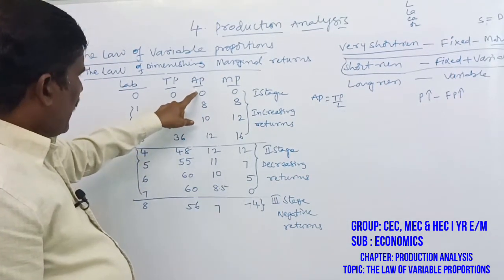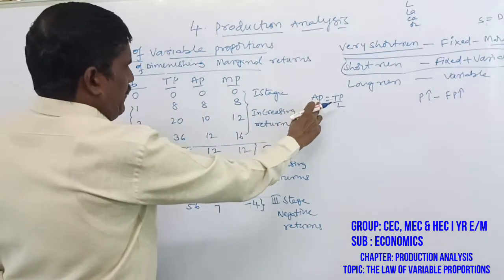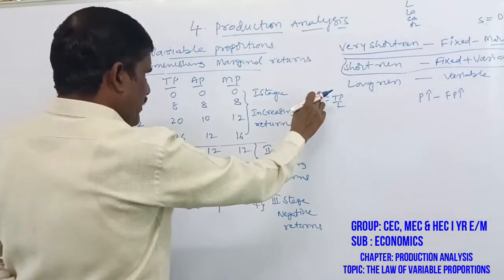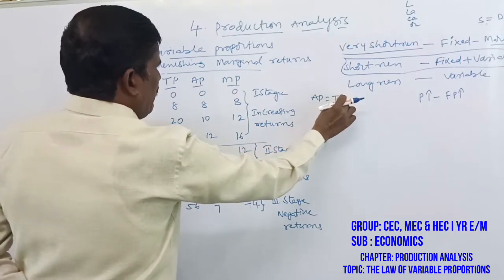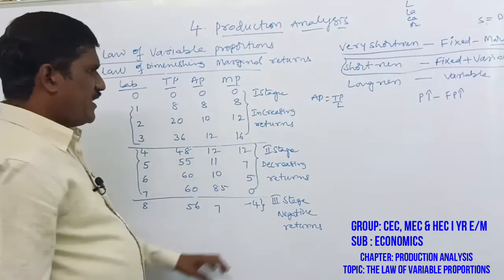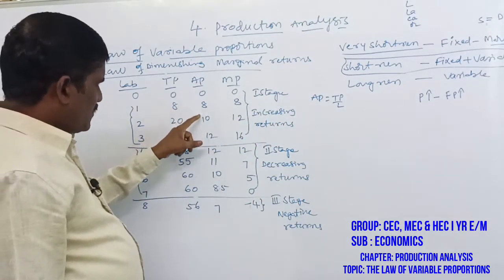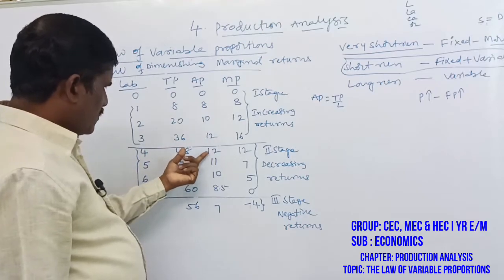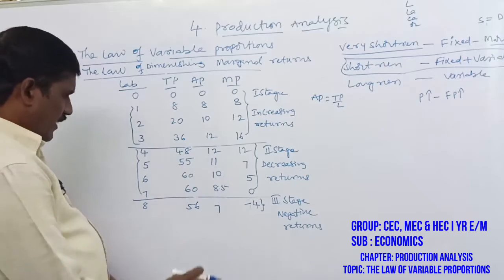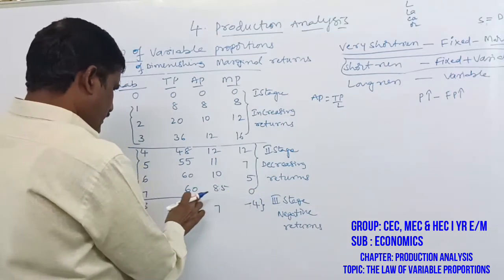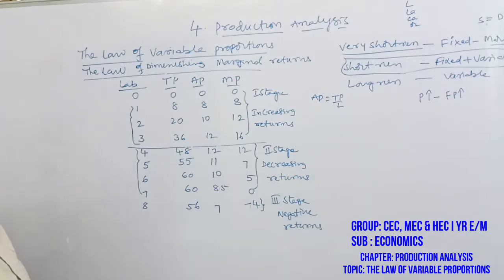Average production is AP. If you want to obtain the AP, it is TP divided by L. When the TP is divided by L, we get the average production: 8, 10, 12, same 12, 11 and 10, 8.5 and 7. So this is our average production.